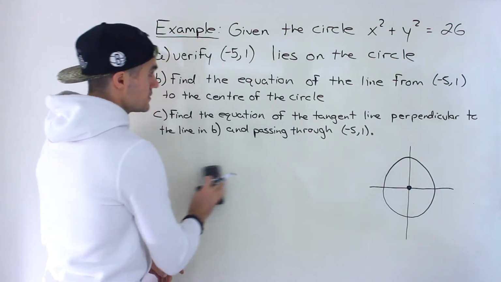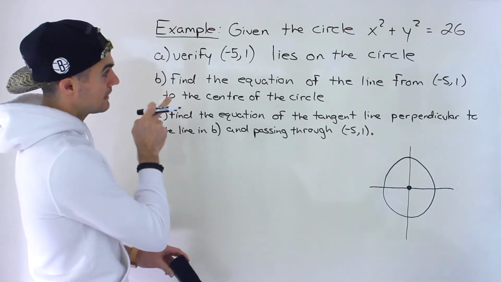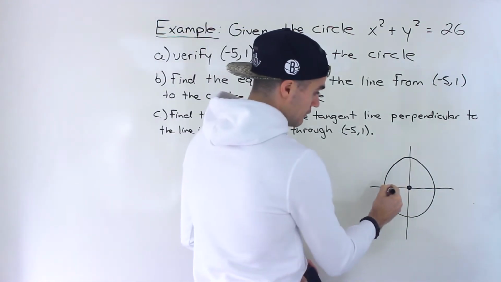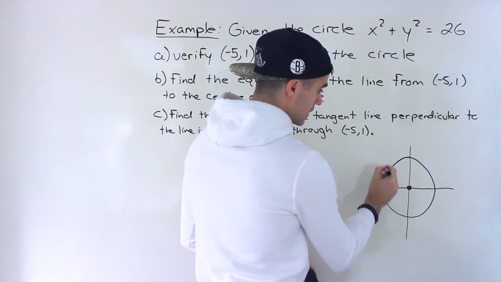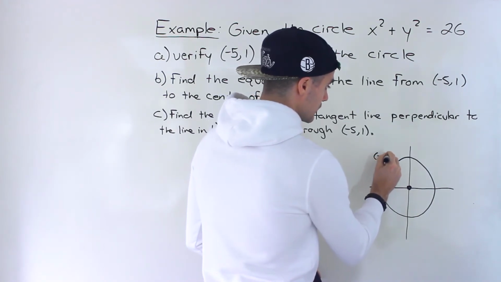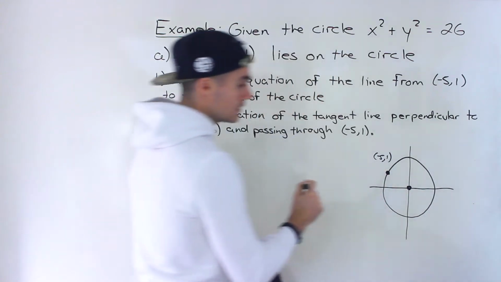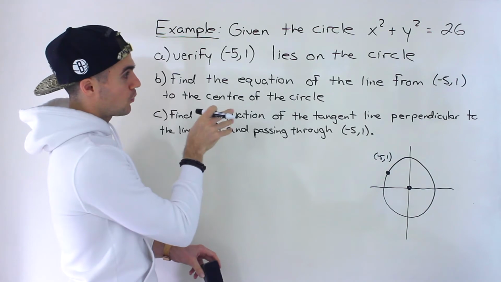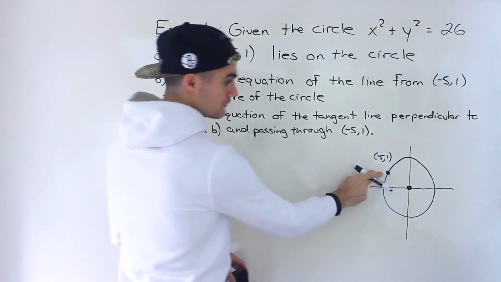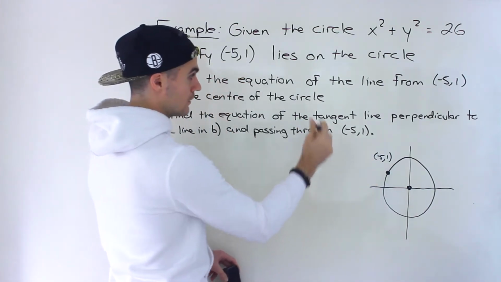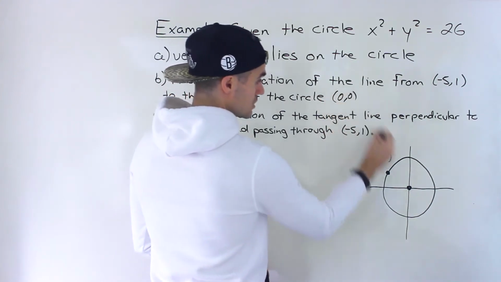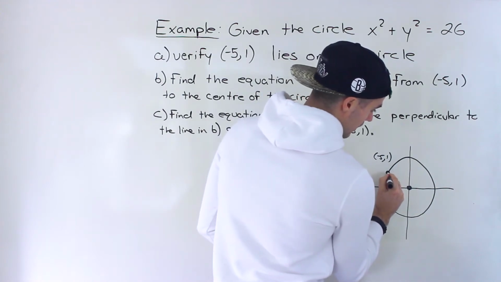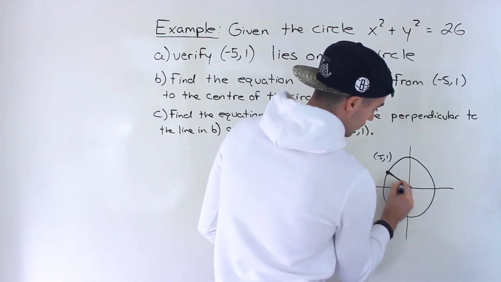The first thing we have to do in part A is verify that (-5, 1) lies on the circle. Let's say that point is over here. We have to verify that that point lies on the circle. Then in part B, we have to find the equation of the line from that point, (-5, 1), to the center of the circle. The center, as I mentioned, is the point (0, 0). So we have to find the equation of this line right here for part B.